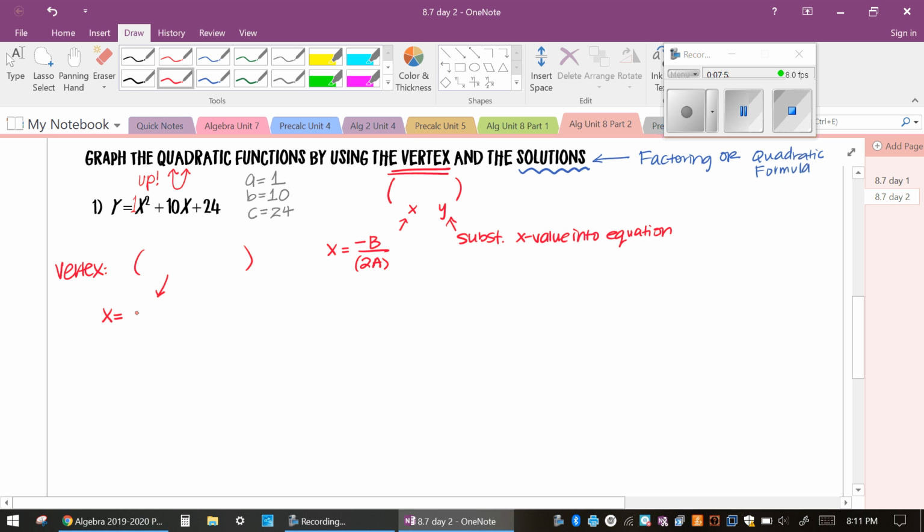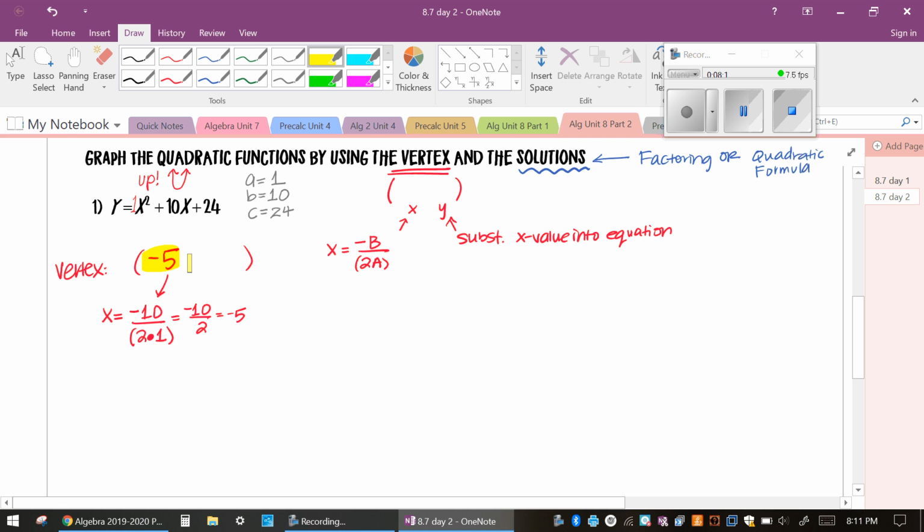Okay, so I'm going to take the opposite of 10, which would be negative 10, and divide it by 2 times a. Now, that's not a decimal, remember, it's 2 times a. Do the denominator first, the bottom. 2 times 1 is 2, and then divide. You get negative 5.